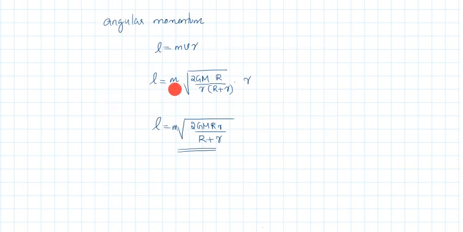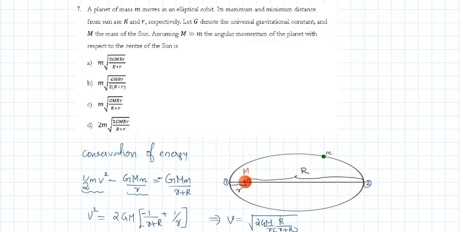So L is equal to m into, we obtained 2GM capital R divided by small r into (R plus r), into r. You can take this small r into the square root, that becomes r square, and one of the r in the denominator will cancel. Remaining expression is L equal to m into square root of 2GM Rr divided by (R plus r). This is the expression for angular momentum, and the correct option is option A.